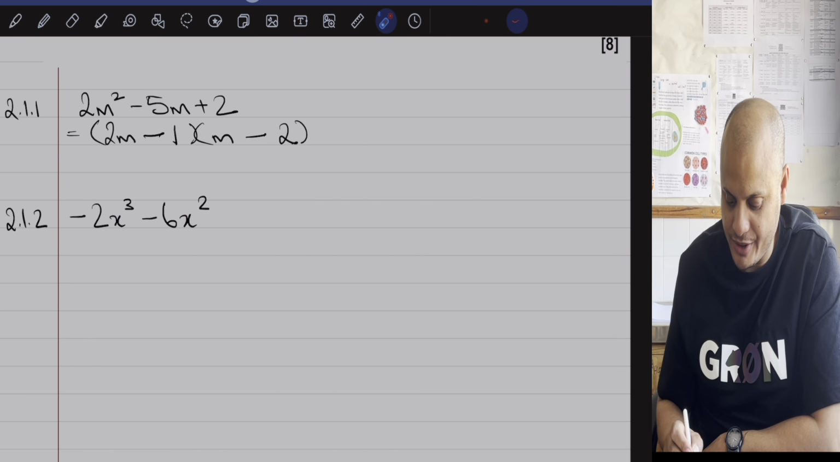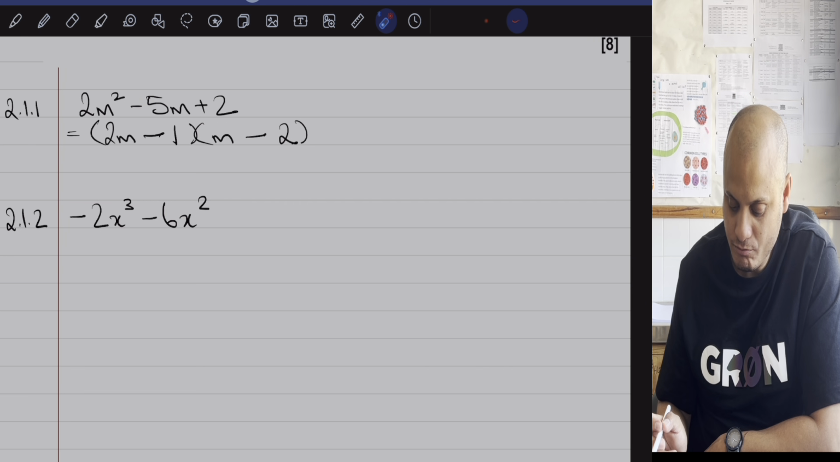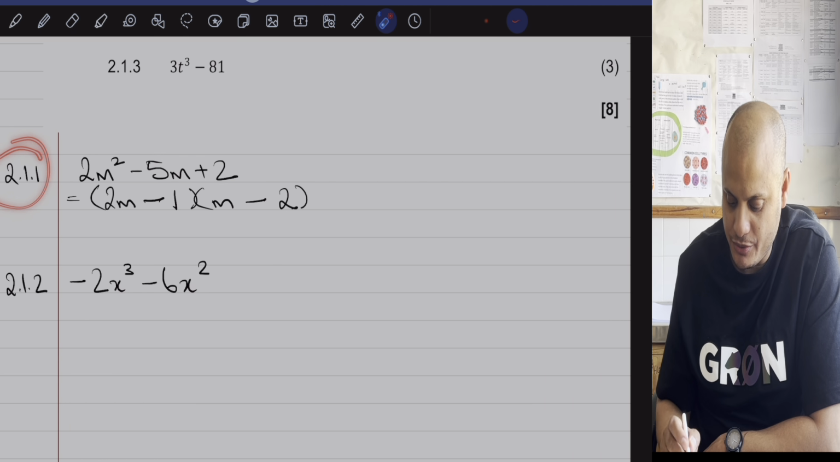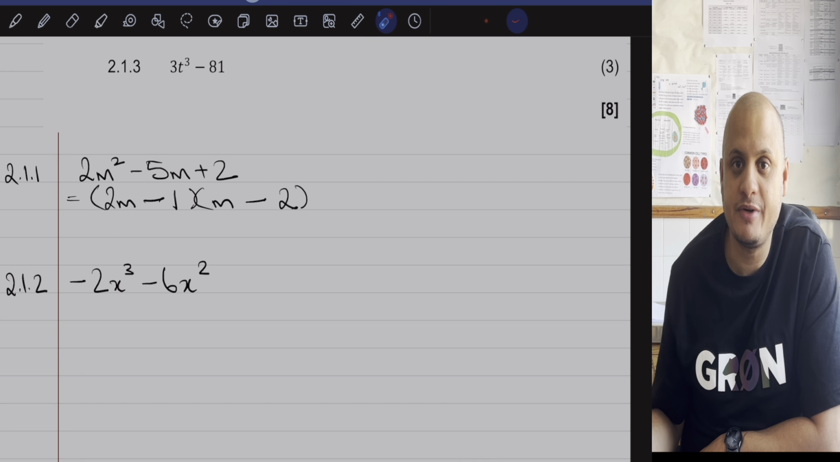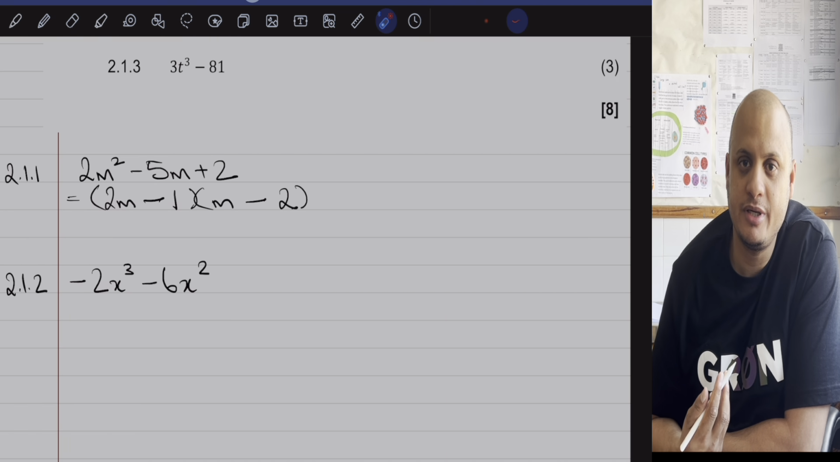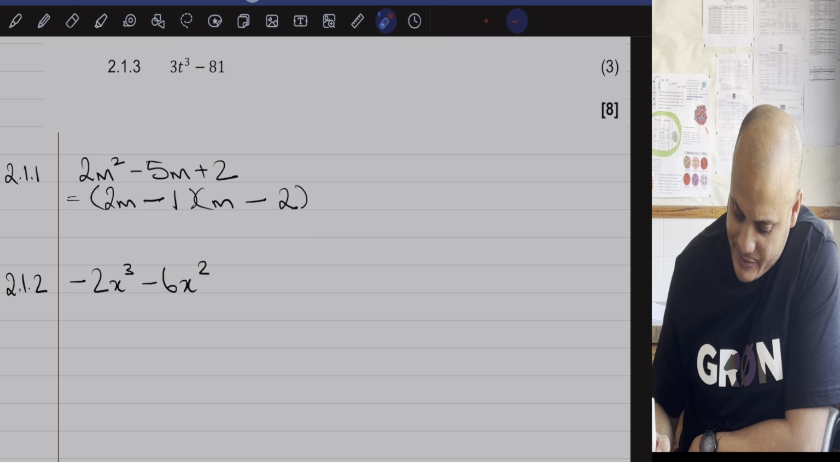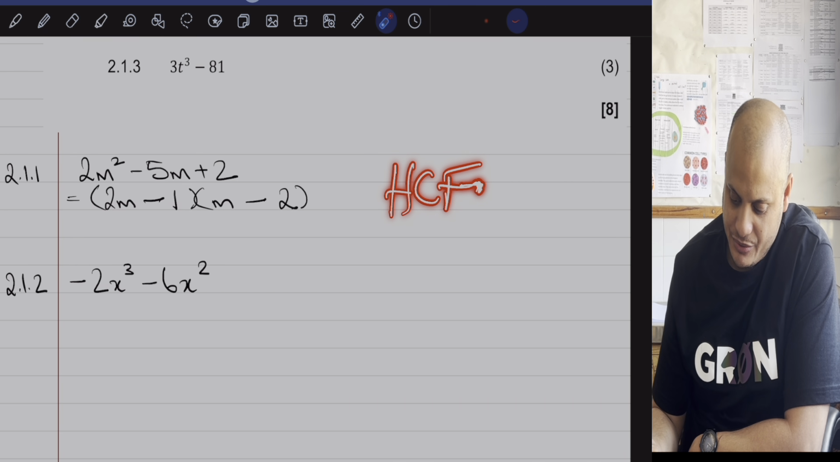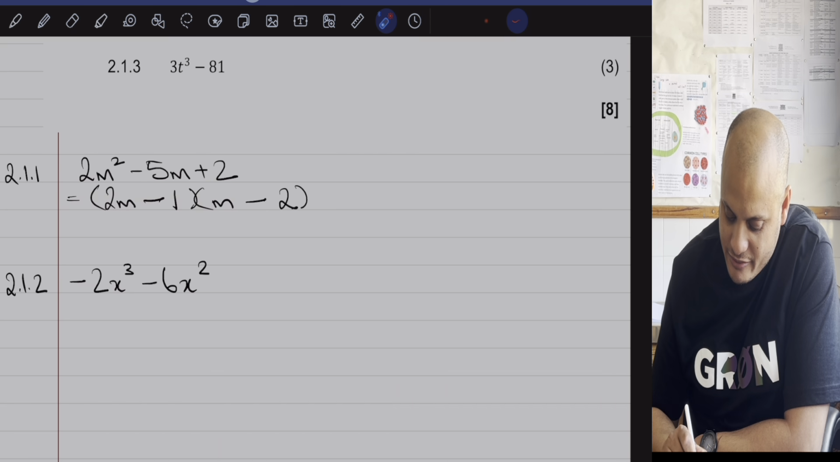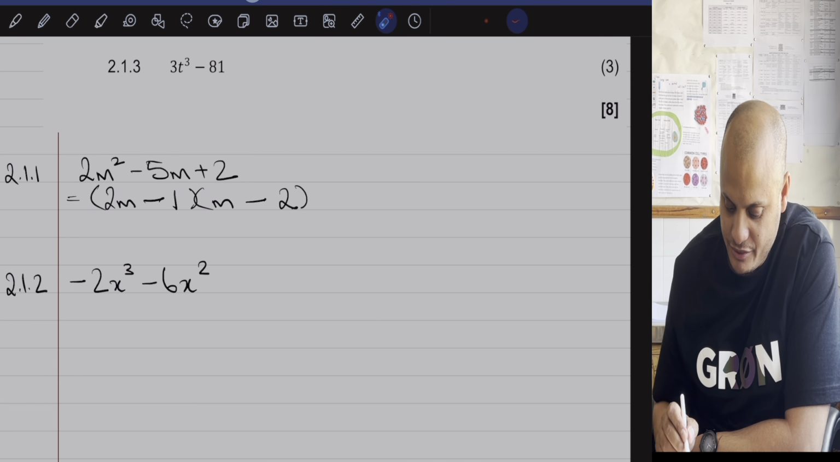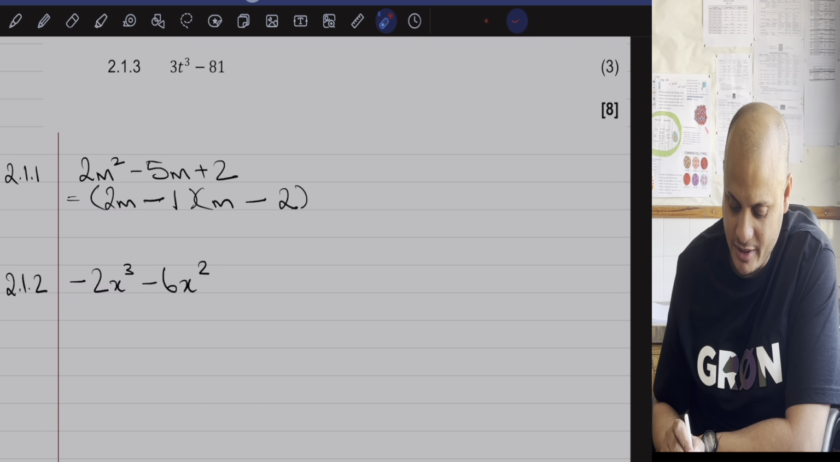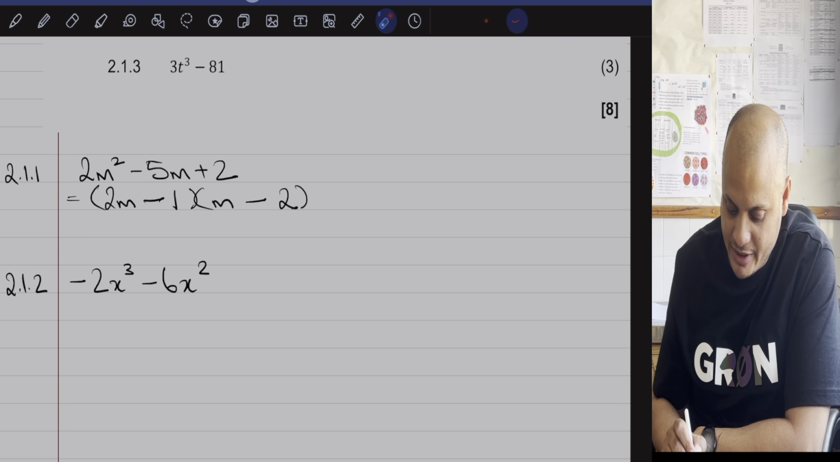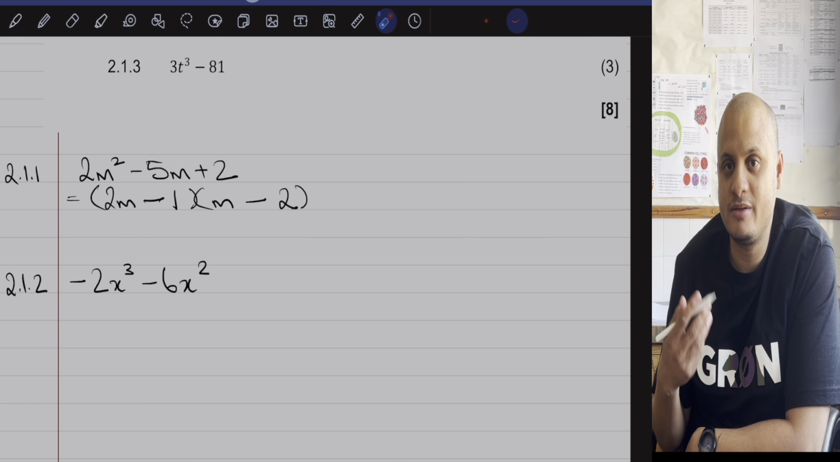2.1.2, we have negative 2x³ − 6x². Now, just to go back to 2.1.1, if we think back to the rules of factorizing, the first thing you should always check for is, can I take out a highest common factor? Even here, we didn't really check for the HCF, because if you do this often enough, you would know that there is no obvious HCF here. You could play around with fractions and make things very complicated, but that is not necessary. So I do not see anything common between the three terms here, so I would go on to the other types of factorization.